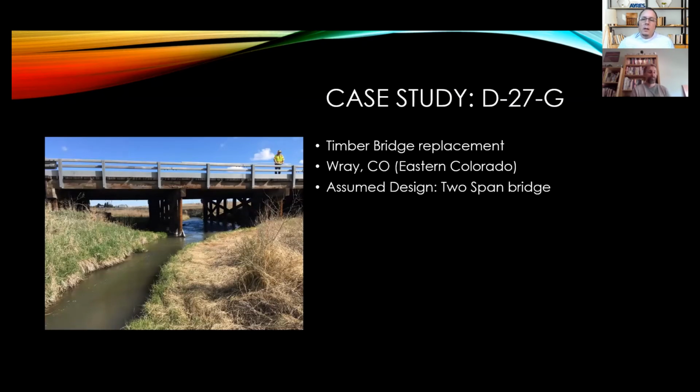Thanks, Steve. So our case study is the bridge replacement for D-27-G, which was a timber bridge out by Ray, Colorado, kind of the eastern part of the state, like Steve pointed out. CDOT is in the process of replacing a lot of these bridges, and there are quite a few of them on the eastern plain. The assumed design for the new bridge was a two-span bridge.